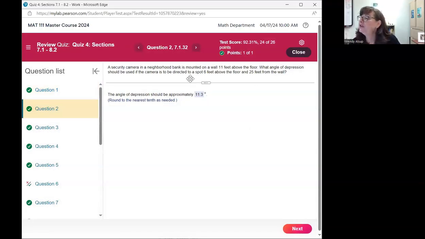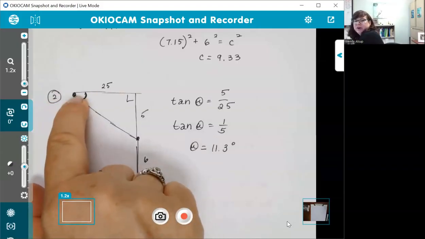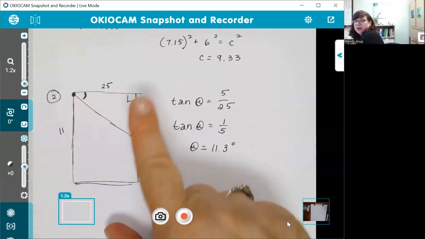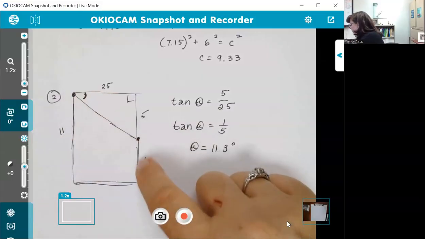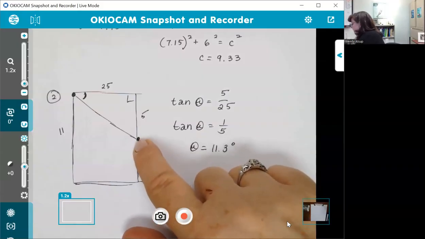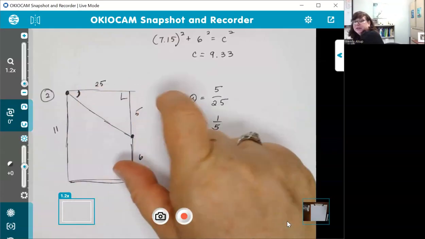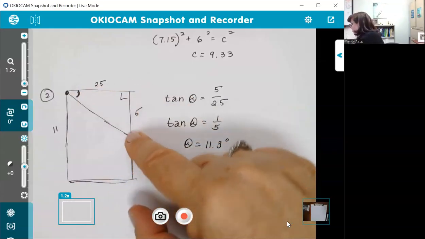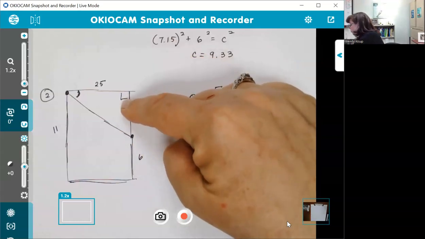Using the old security camera on the bank wall. Here I drew me a little picture. Okay, for number 2, here's my security camera up here looking down at some point down a little bit from it. Security camera is up 11 feet. The thing you're looking at is only up 6 feet. And so I drew my triangle with the ceiling. And then if this is only 6 feet tall, that means up from that point to the ceiling is 5 feet. This is a right triangle.